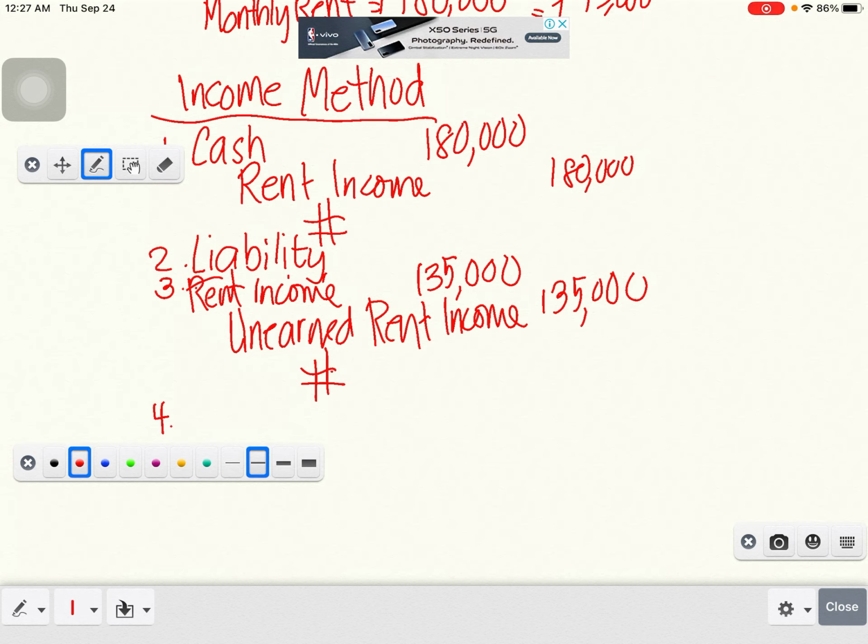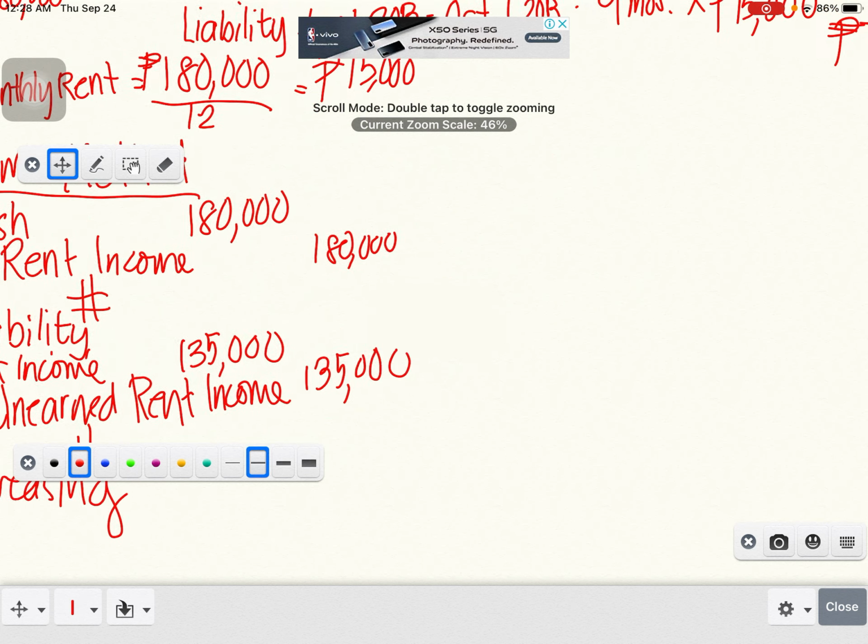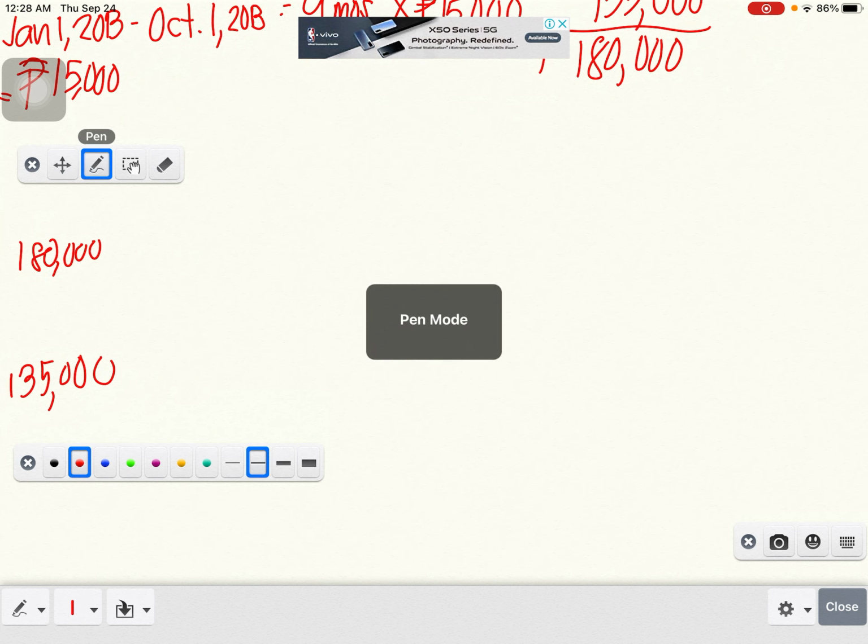Then number 4, are you increasing or decreasing the rental income? So, it's decreasing because you are transferring that one to your liability account. Okay, so let's go to the liability method.